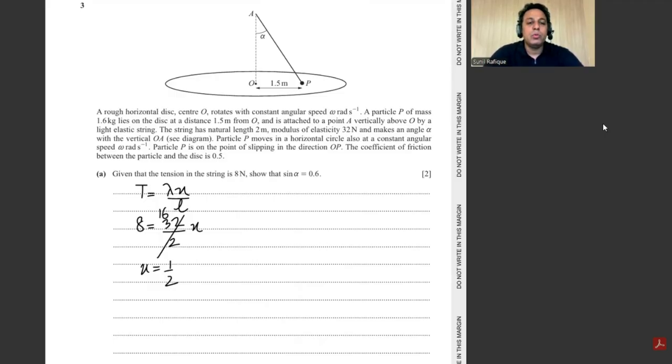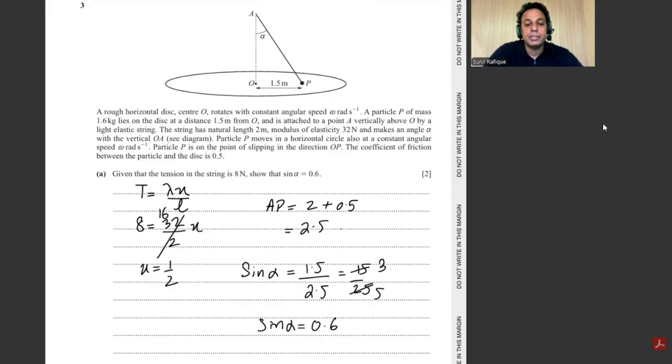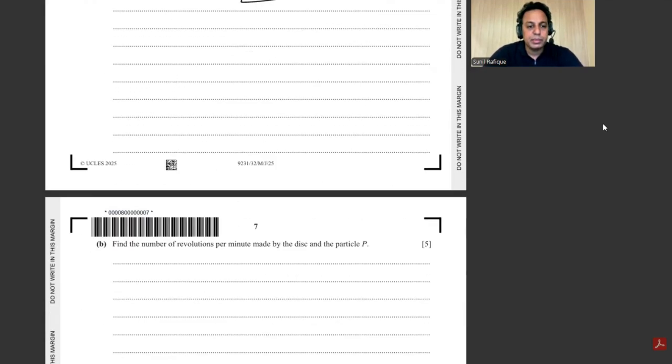Okay. So now we know that AP's natural length is 2, but we add the extension of 0.5. So this will give me 2.5. Now we apply SOHCAHTOA on the right triangle. Sine alpha is going to be 1.5 divided by 2.5, which is 15 over 25, so 3 over 5. Hence sine alpha is 0.6. You can write shown, right? Okay, so let's see what's the next bit.